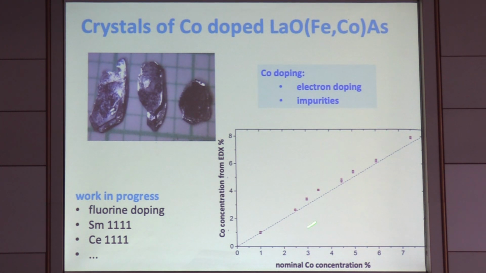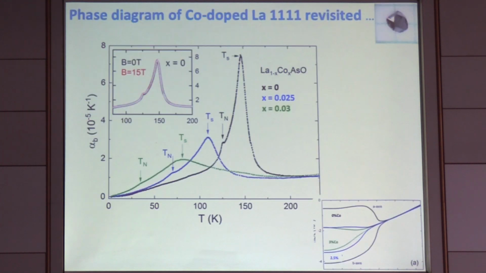And what you can see here is that we can go up to about 7 or 8% of doping. The measured cobalt concentration, which you measure from EDX, corresponds more or less to the nominal one. So this works. There is work in progress. We want to do fluorine doping, samarium, cerium, and so on. That's all coming in the future. But this is the first series.